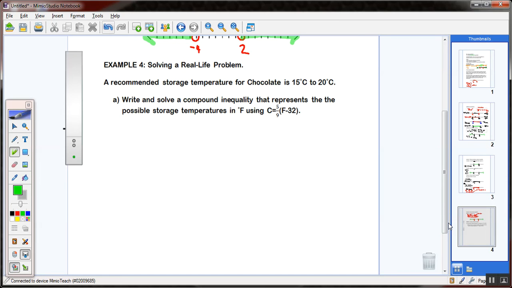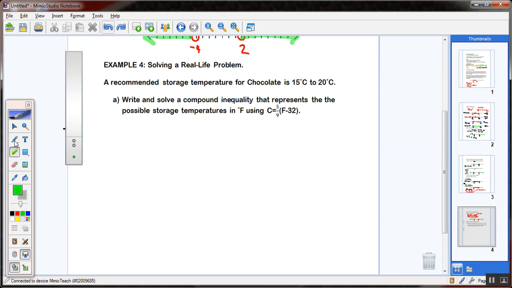Since we're American right here, we want to go ahead and change this into what? Fahrenheit. Okay, it says write and solve a compound inequality that represents the possible storage temperatures in Fahrenheit using the formula that Celsius is equal to 5/9 times your Fahrenheit minus 32. We need to figure out what 15 and 20 are in terms of what? Fahrenheit.